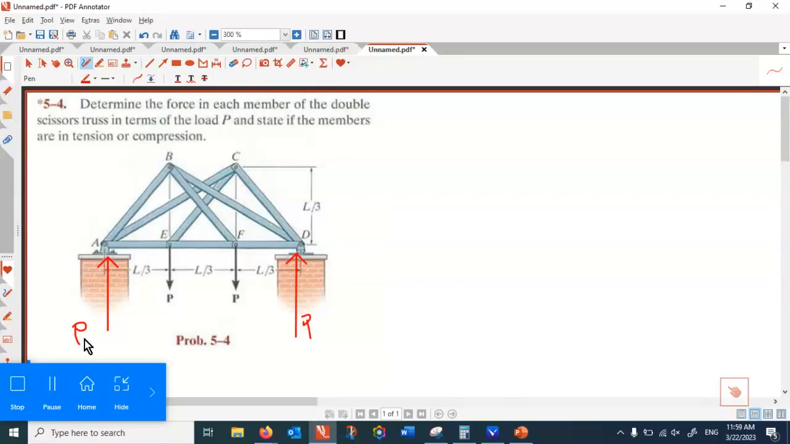All right, let me give you a hint. I'm very keen to give you bonus mark for the exam, all right? So my hint is I'm applying method of joint at E. Let's see what happens.